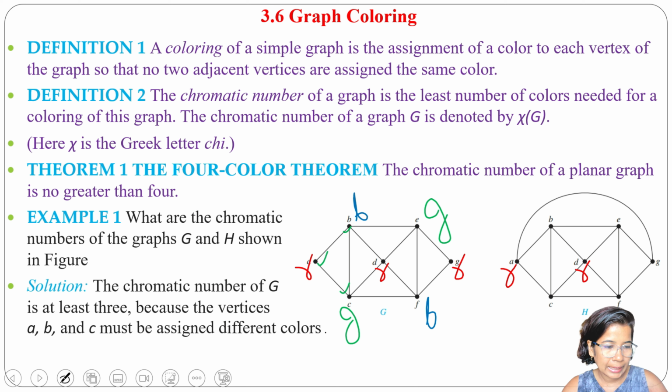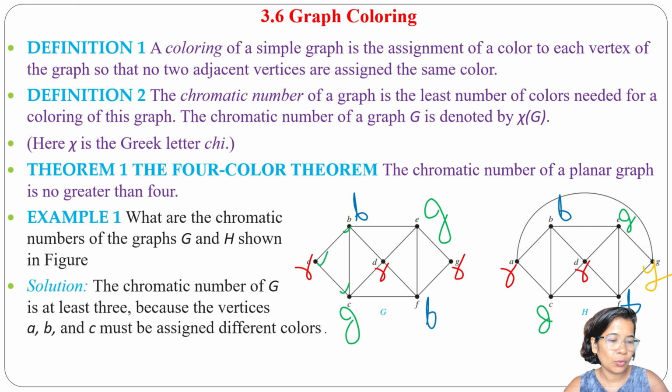Let me assign green to C. If C is green, B cannot be green, E can be green. If E is green, then G or F cannot be green. Then I can assign B as blue, F as blue. Then I can assign brown or yellow, any other color for G. Here we need red, blue, green, yellow, 4 colors. So for graph H, we need 4 colors. H has a chromatic number 4.